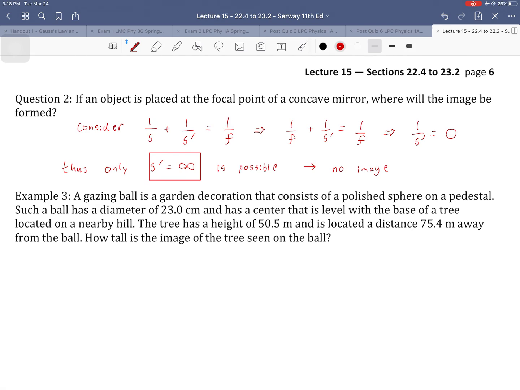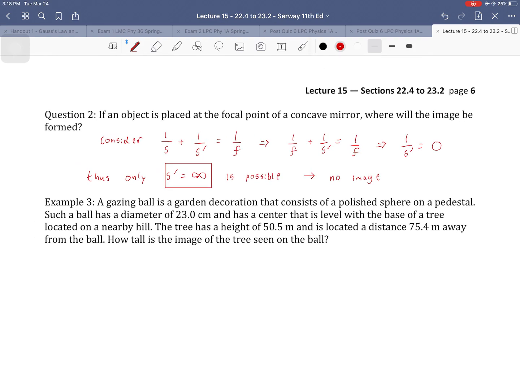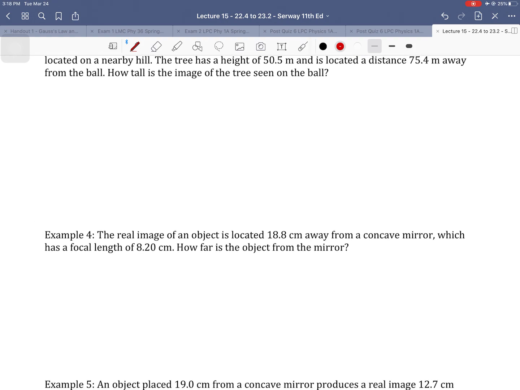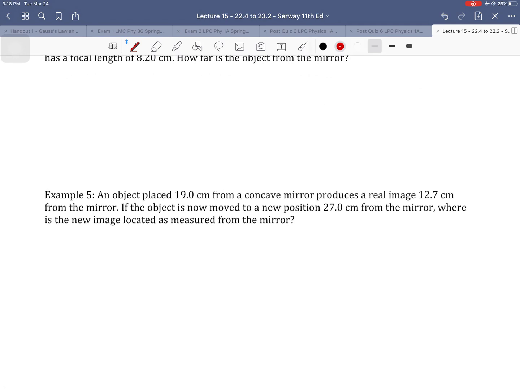Okay? All right, so I want to do one more example and leave the rest for practice. I figure we should do a concave mirror, because we did a convex mirror in example 1. So we'll jump down to example 5. We have an object placed 19 centimeters from a concave mirror that produces a real image 12.7 centimeters from the mirror. If the object is now moved to a new position 27 centimeters from the mirror, where is the new image located as measured from the mirror?